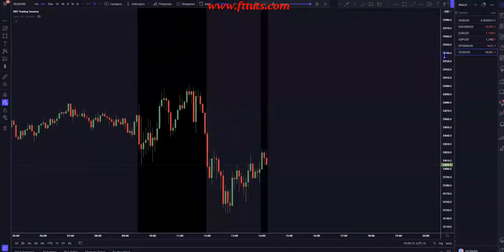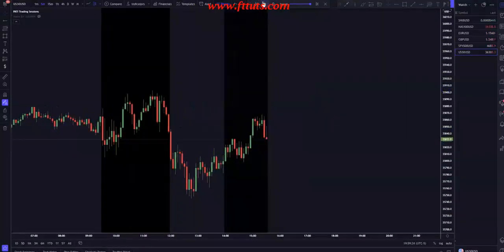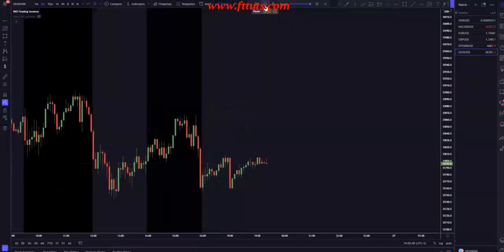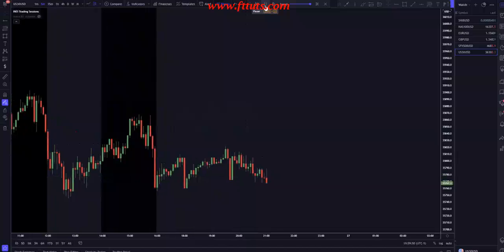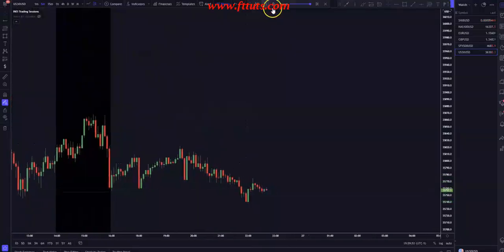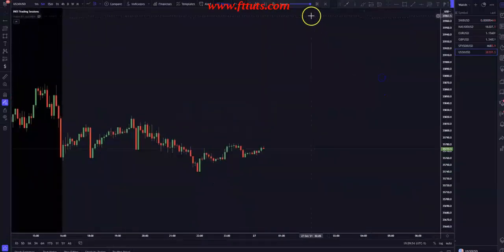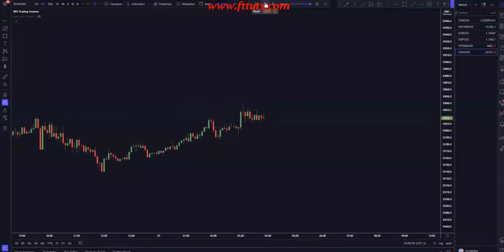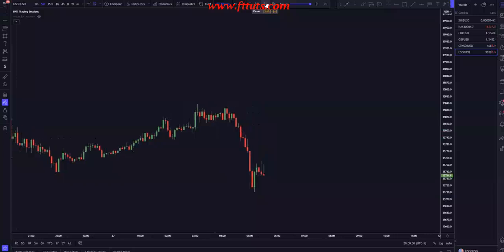See, when it comes to supply and demand, wicks cannot go through supply and demand zones. If they do, it's invalid. Now, when it comes to support and resistance, wicks can go through your support and resistance as long as the body of the candles doesn't close below or above support and resistance areas. We do not want wicks to go through our supply and demand zone. It's invalid. Erase it. Just that simple.